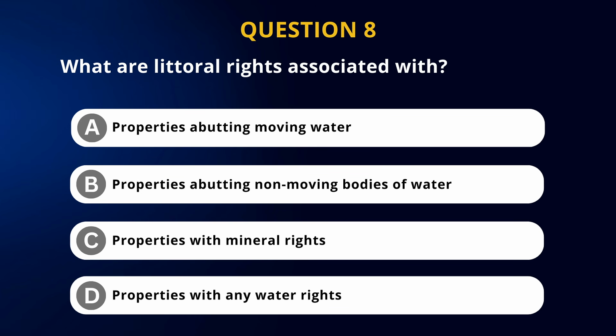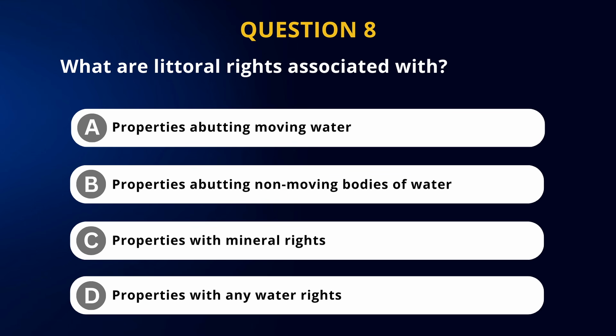Question number 8. What are littoral rights associated with? Letter A, properties abutting moving water. Letter B, properties abutting non-moving bodies of water. Letter C, properties with mineral rights. Letter D, properties with any water rights. What are littoral rights associated with?